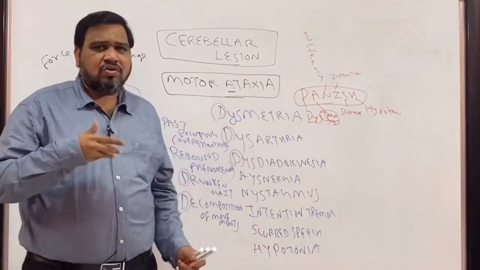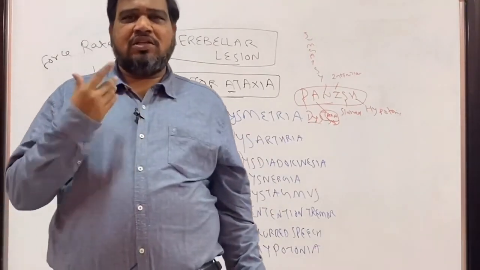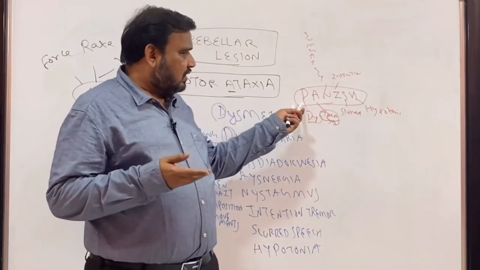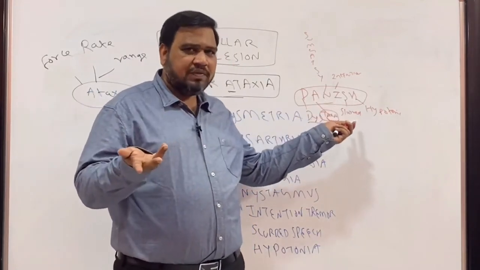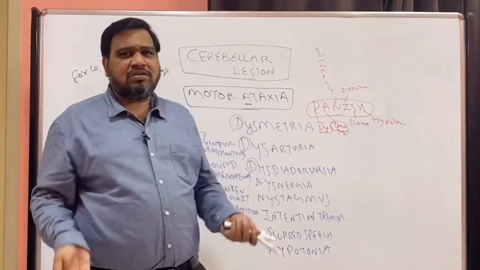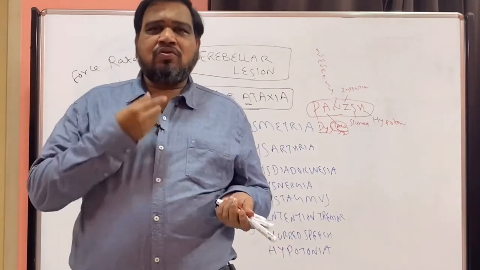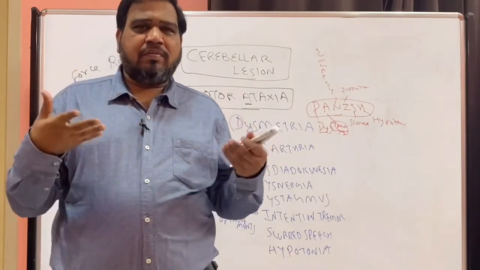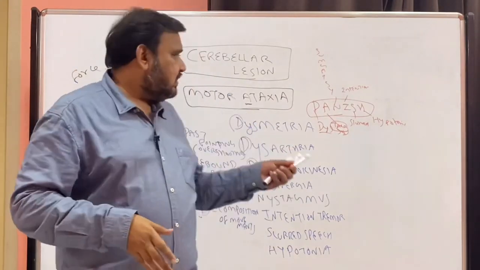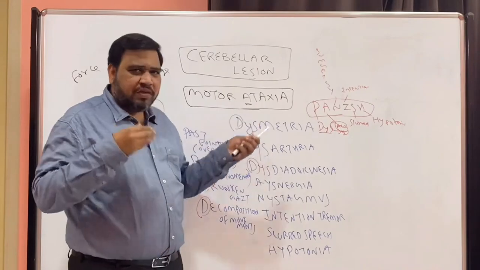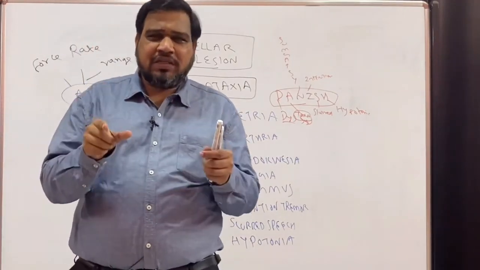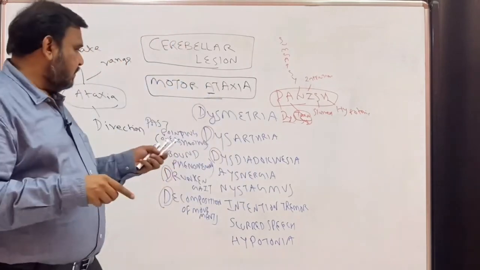Dysarthria. Arthria is associated with speech. So there will be slurred speech. That's why we use S. So dysarthria is equal to slurred speech. For speech, the vocal cords and the muscles of speech are involved. So there also coordination will be missing. As I told, there is motor ataxia. Speech is also a type of motor movement and that speech is also affected. So there is slurred speech or scanning speech.